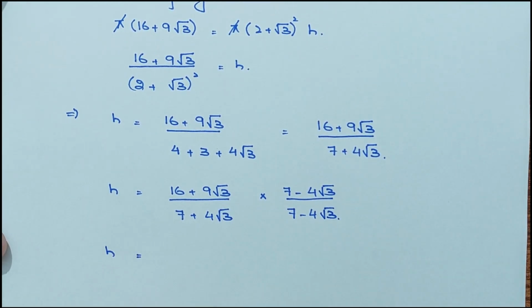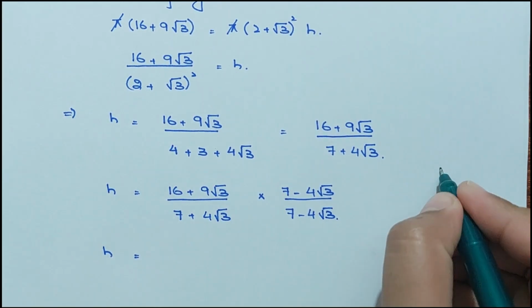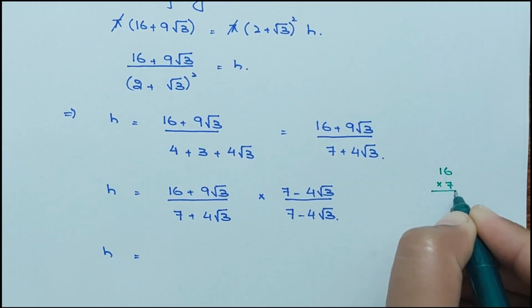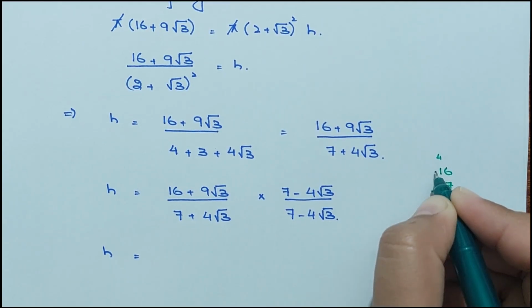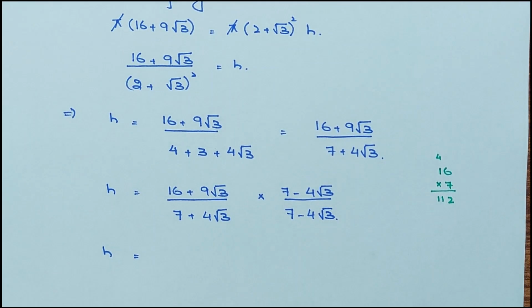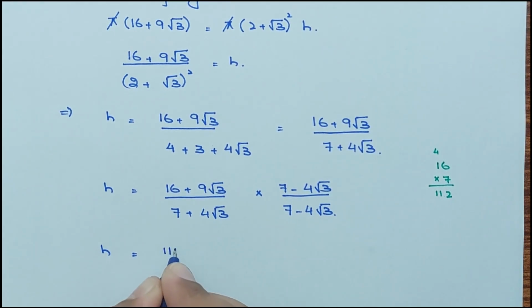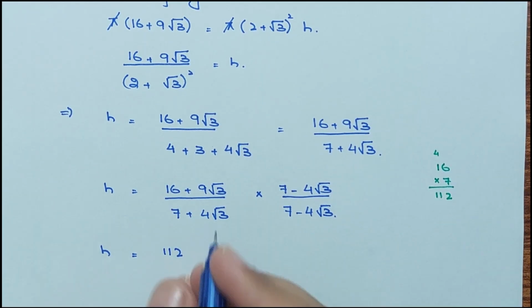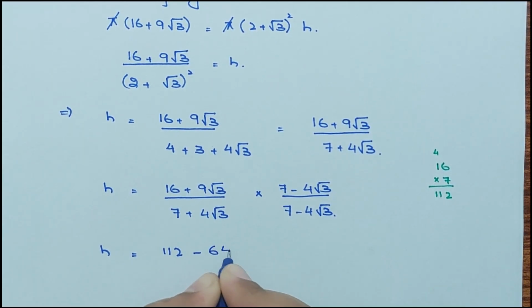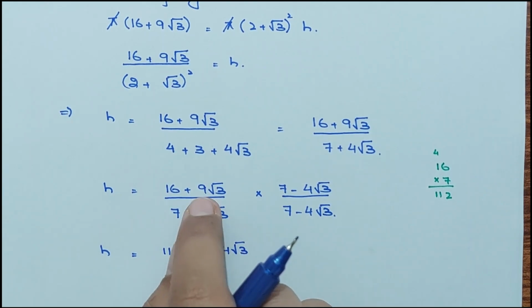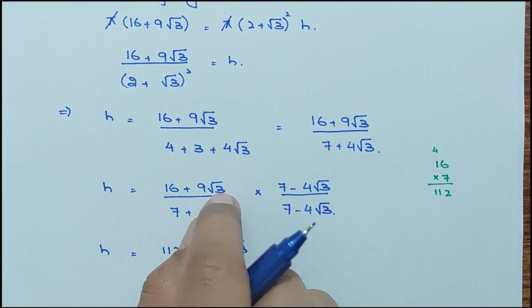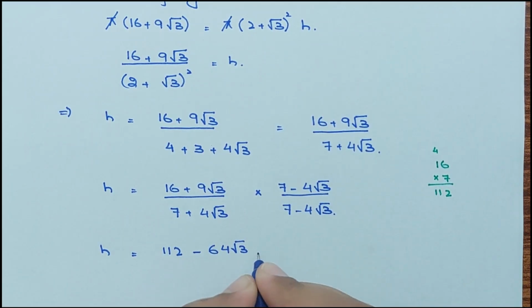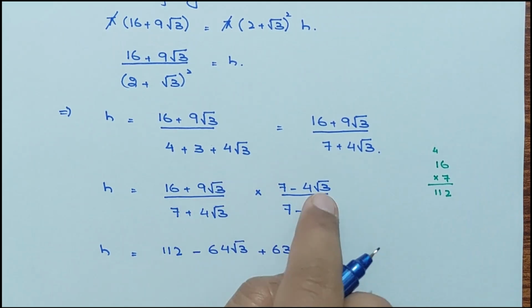Height is equal to, now we can say, 16 times 7. 7 times 6 is 42, 7 times 1 is 7, plus 4 is 11. So it's 112. This is 112, 16 times 7. Then 16 times 4 root 3, and 16 times 4 we know is 64, so negative 64 root 3. And we now have 9 root 3 times 7. 9 times 7 is 63 root 3, and this should be positive.